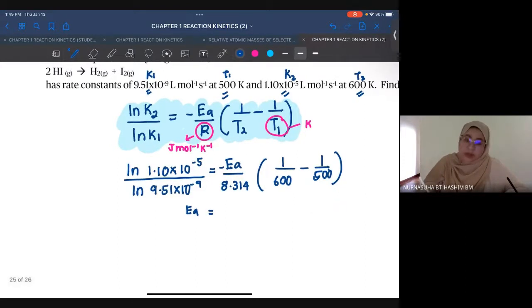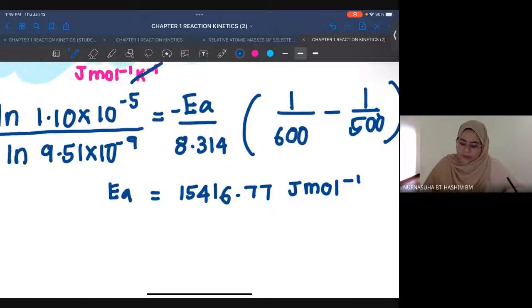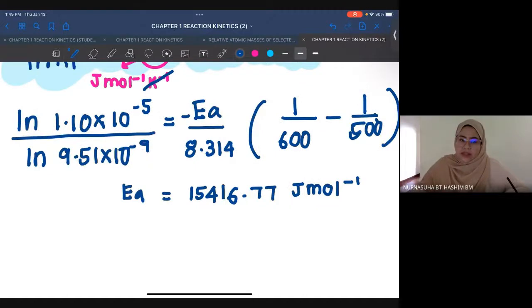Okay, semua dapat ni ya. 15416.77. Okay, unit dia kita dah cancel dengan temperature. So the unit is actually J per mole. Joule per mole. That's the energy for 1 mole of molecule. Okay guys. Positive sign kita tak insist sebab EA mesti positif.